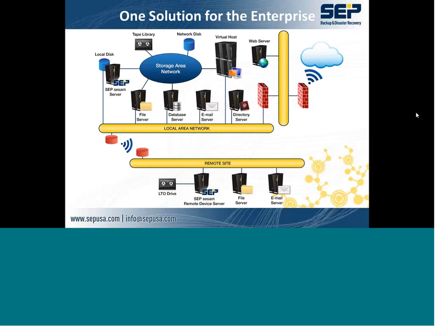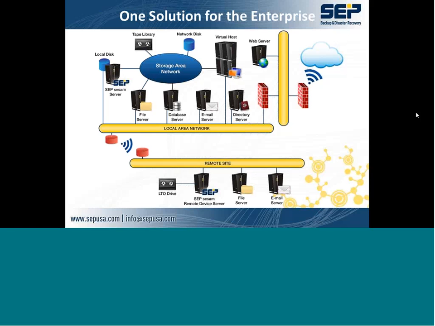That could be all disk-based. It could be disk with tape attached. Really any combination of that. We could have other network disks attached to the SAN as well. And then across the bottom, right under the SAN, you can see there are 4 servers there. There's a file server, a database server, an email server, and a directory server.